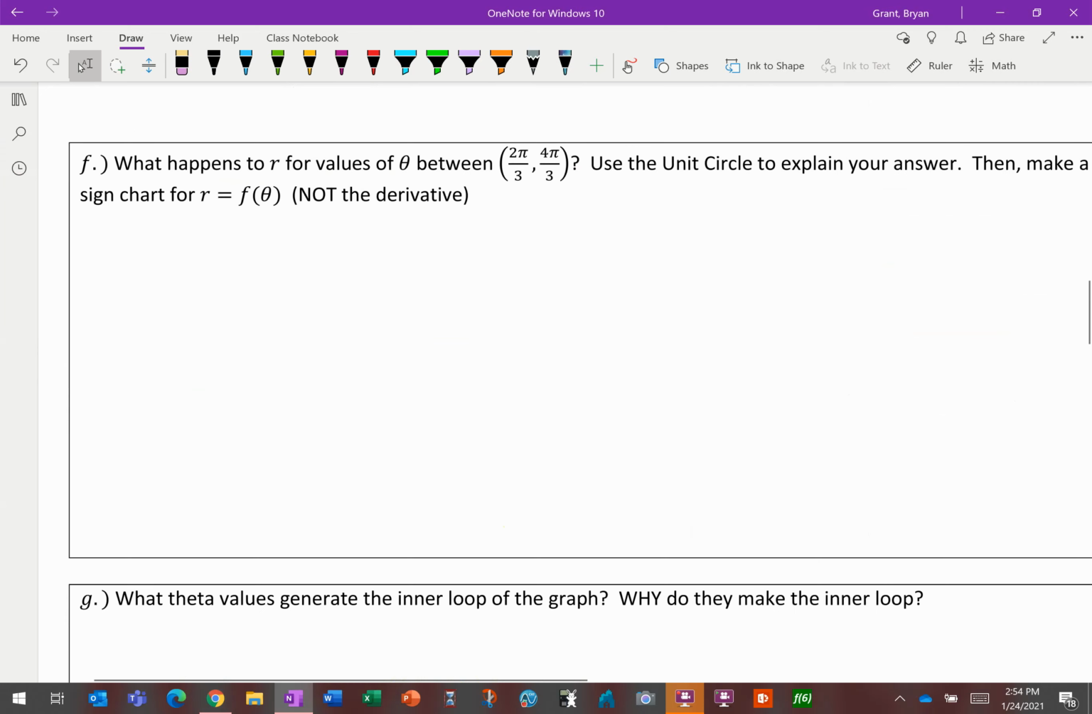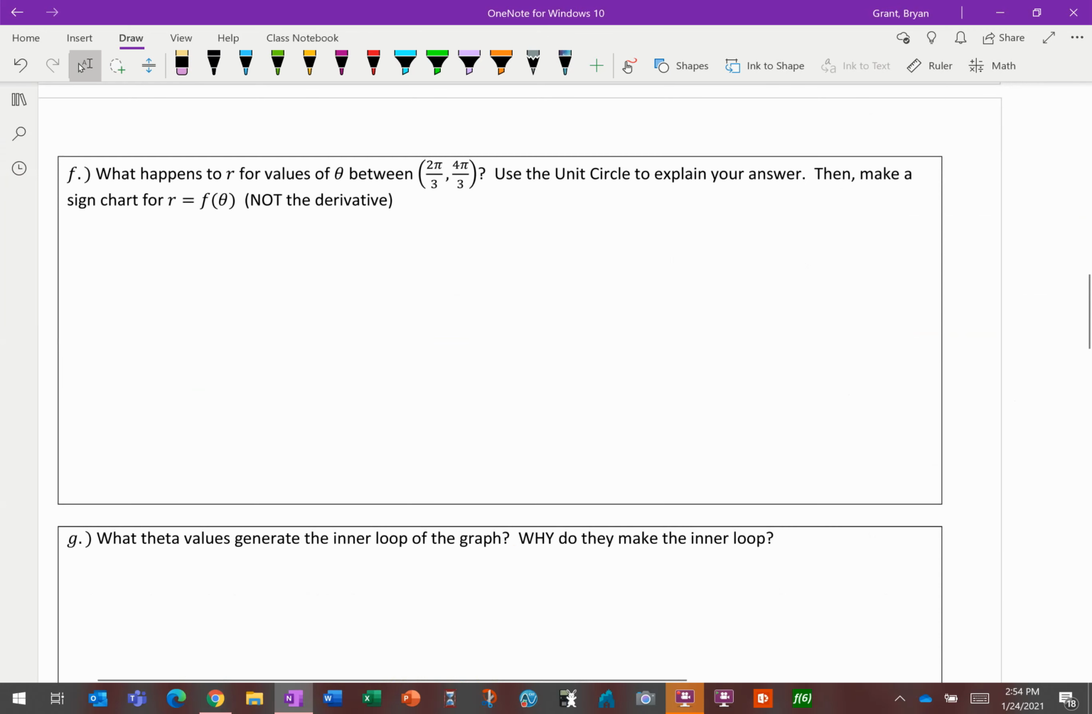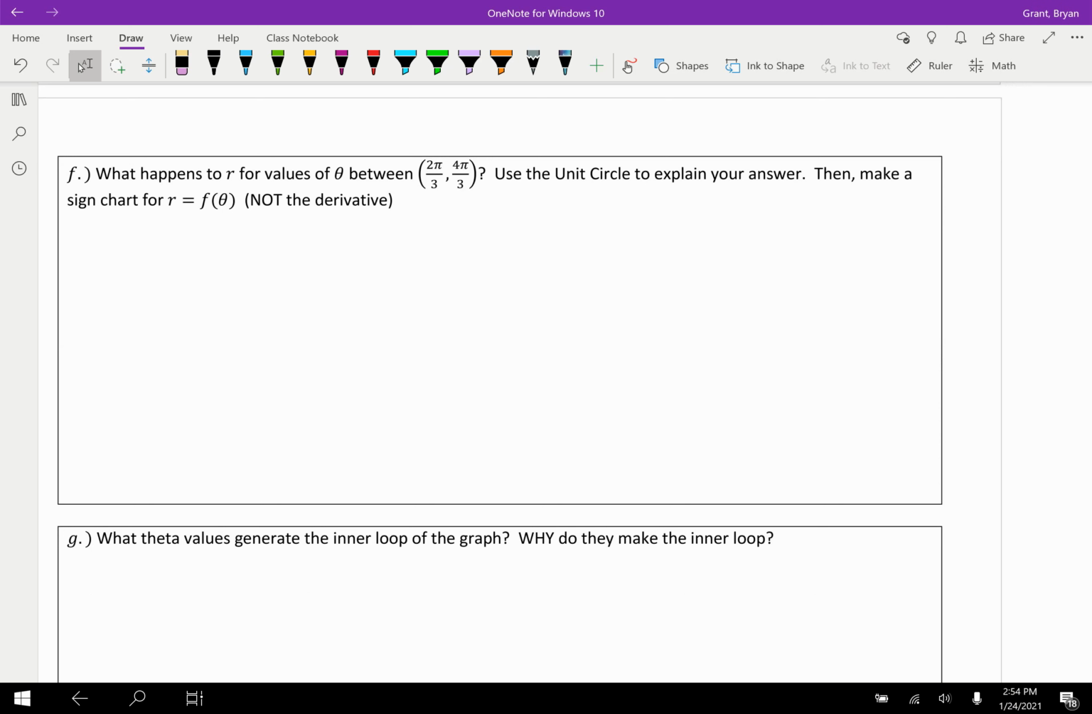Alrighty. So what happens to r for values between 2 pi over 3 and 4 pi over 3? Well, we already mentioned that the values of r become negative, but we could have actually seen that by creating a sign chart. Remember, we'll go through the whole process right here. We set 0 equal to this equation, and we already showed the work, so it's not worth showing again. We found two answers, 2 pi over 3 and 4 pi over 3.